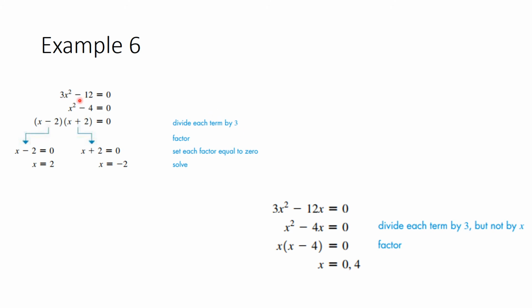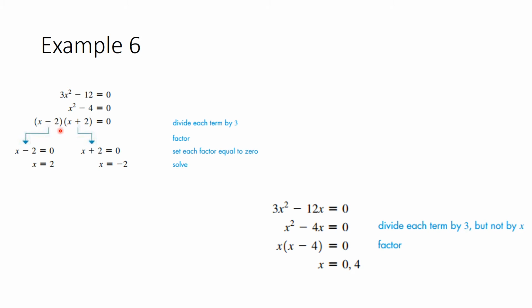Now here are examples where certain things are missing. Here my linear term is missing. But what I can do is I can factor out a 3, and I in fact can divide both sides by the 3. 0 divided by 3 is 0. So this ends up being just x squared minus 4 is equal to 0.